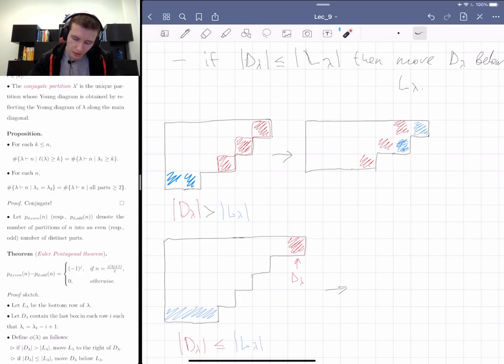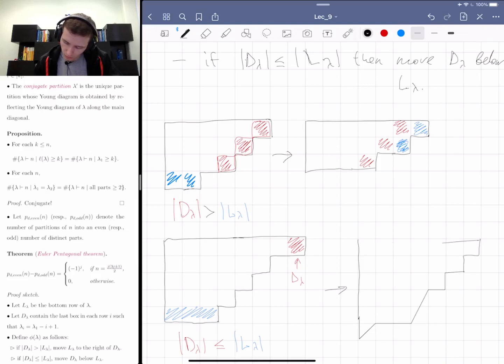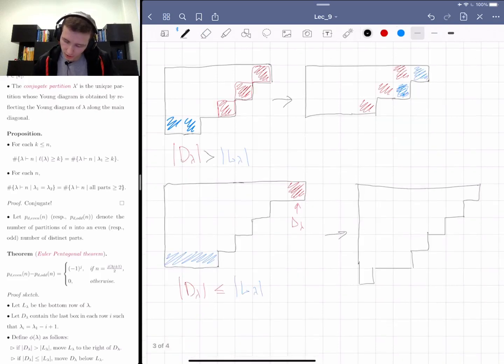Because by construction, because they're all on the diagonal, if I remove this, I still get distinct parts. So what I am going to get is something like this. One box, and then, yeah. So the new red box is here, and the old blue boxes are where they previously were.